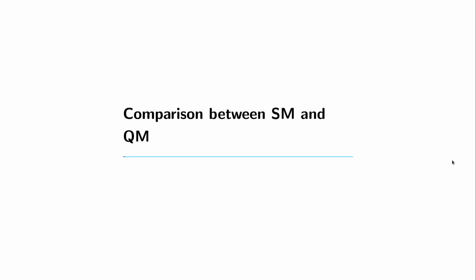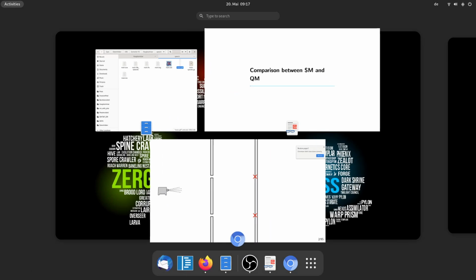So in this section I want to show a comparison between classical statistical mechanics and quantum mechanics. To be more exact, I want to show that there's no interference in statistical mechanics, but there is interference in quantum mechanics.